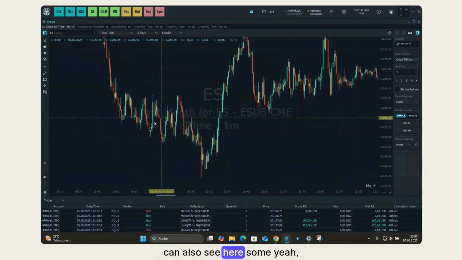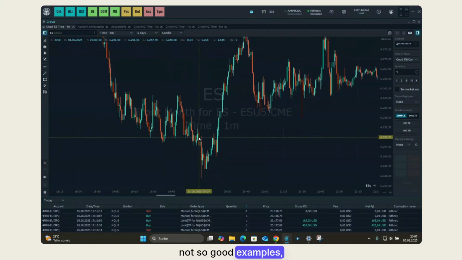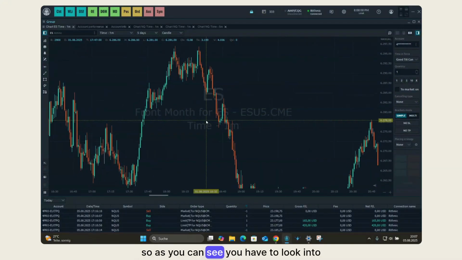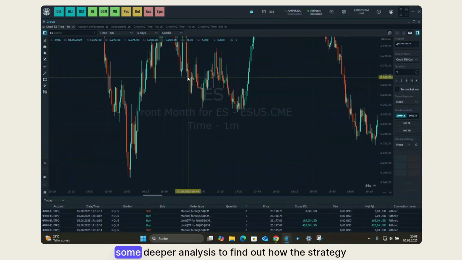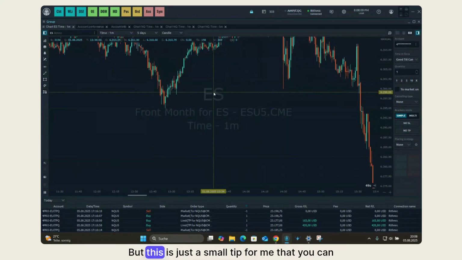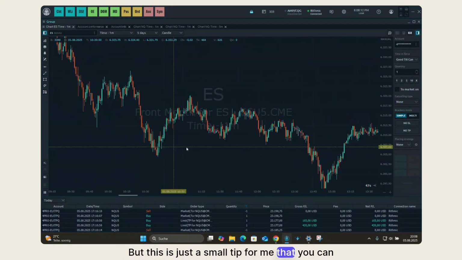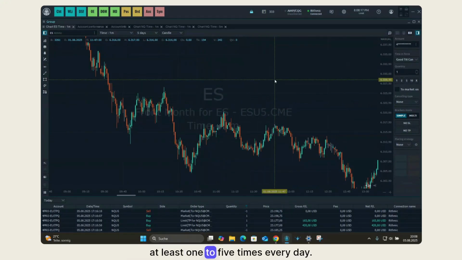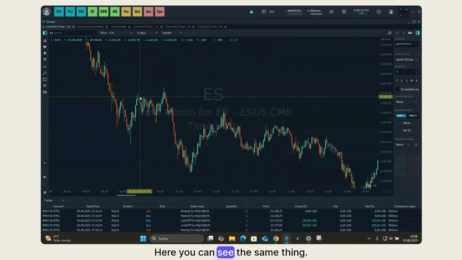You can also see here some not so good examples, because market tested this back low 1, 2, 3, 4 times, and then the same thing happening here also at the last high. So as you can see, you have to look into some deeper analysis to find out how the strategy works. But this is just a small tip from me that you can look at, which is happening throughout the day, at least 1 to 5 times every day. Here you can see the same thing.